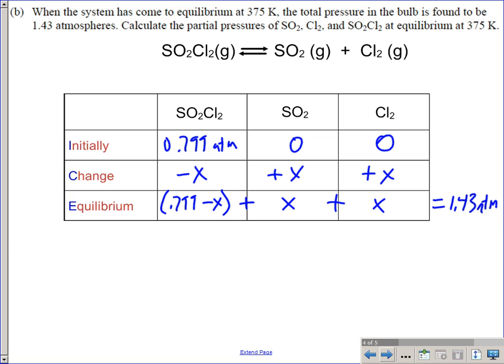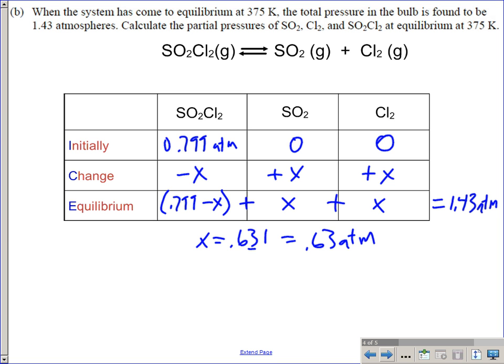So once I do my algebra here, I'm going to get 0.799 plus X equals 1.43. Solve for X, and I'm going to determine that X ends up equaling 0.631, which I round to hundredths, 2 decimal places. So technically I get 0.631 when I take my 1.43 minus 0.799. But I know for reported sig figs, that's actually going to equal 0.63 ATMs.